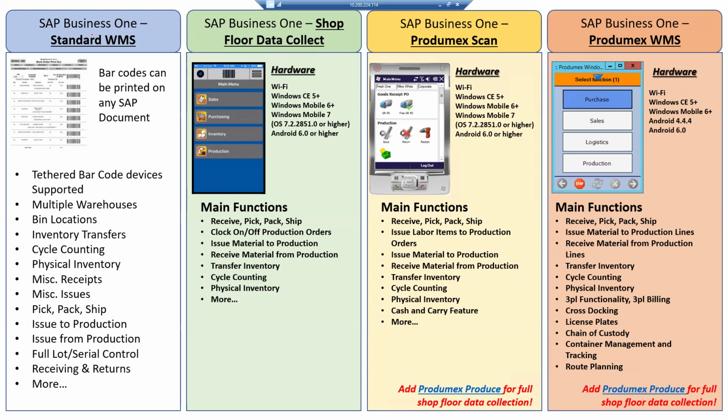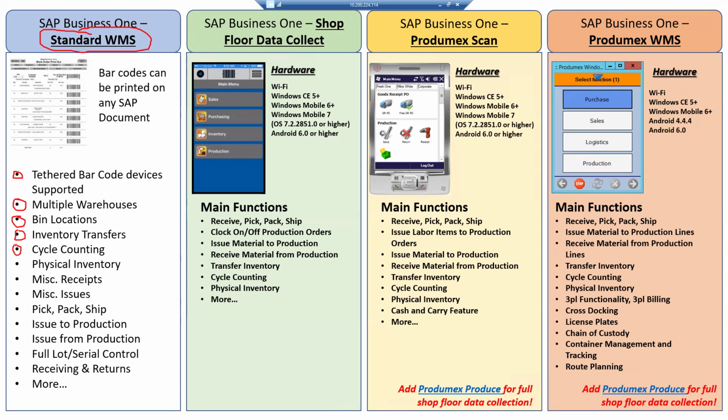So out of the box, Business One comes with a standard WMS set of capabilities. These capabilities include the ability to use tethered barcode devices. So these would be USB wedges, wands, Bluetooth devices. All of those can be set up and used with any of the data entry screens within Business One. Also, SAP supports unlimited warehouses. So you could have as many different warehouses as you want, and these could be both virtual locations as well as logical locations. Bin locations, same thing. Inventory transfers, the ability to do bin-to-bin transfers, warehouse-to-warehouse transfers.